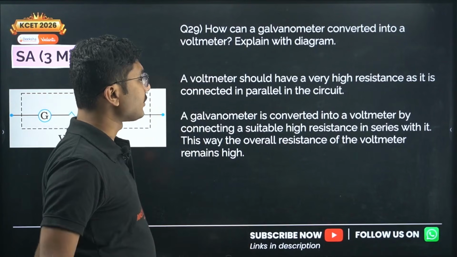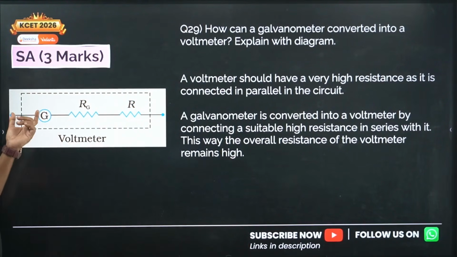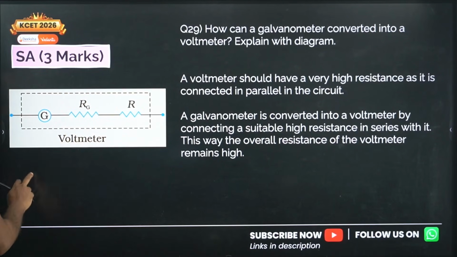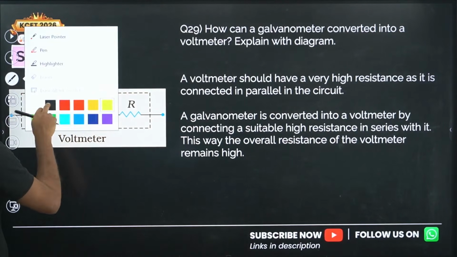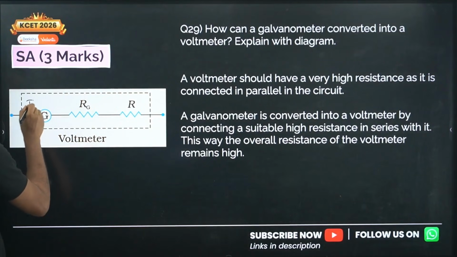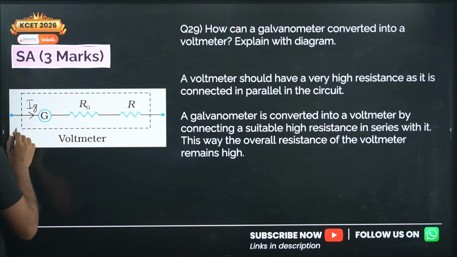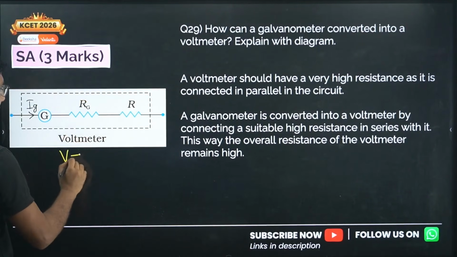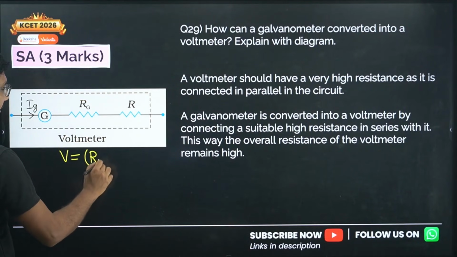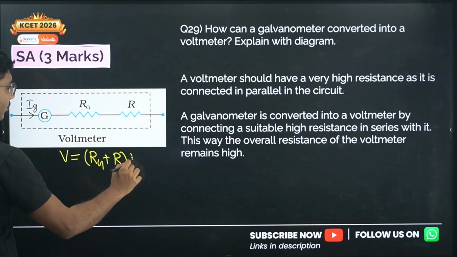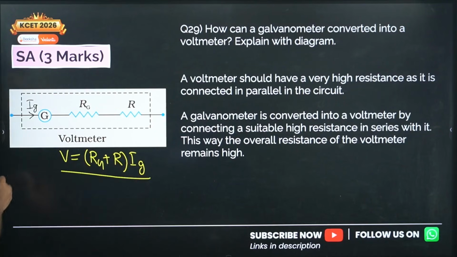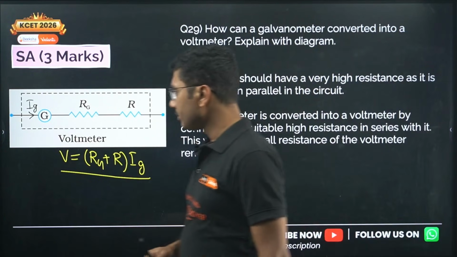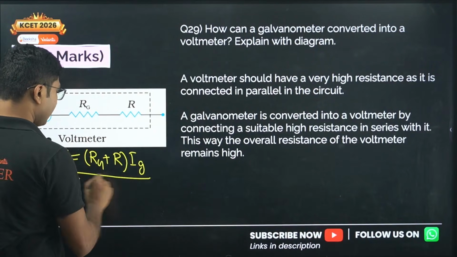This way the overall resistance of the galvanometer remains high. So we have to connect a very high value resistance in series with the galvanometer so that the overall resistance remains high. And if the current through the galvanometer is given by Ig, and the voltmeter is measuring a voltage V, then V equals (Rg plus R) into Ig. Okay, this is the voltage that you measure. This simple equation, if you write it, you will get full marks.